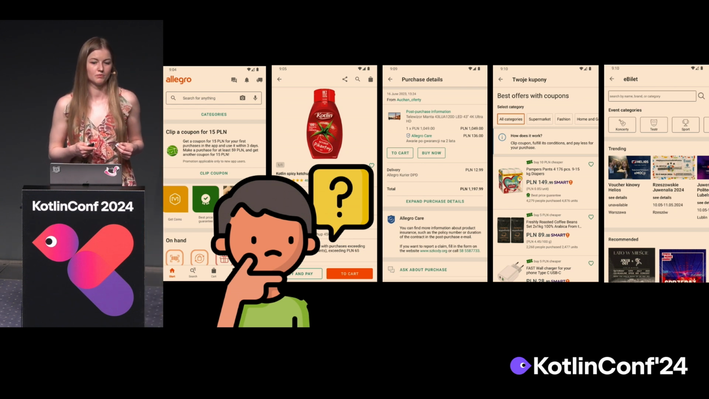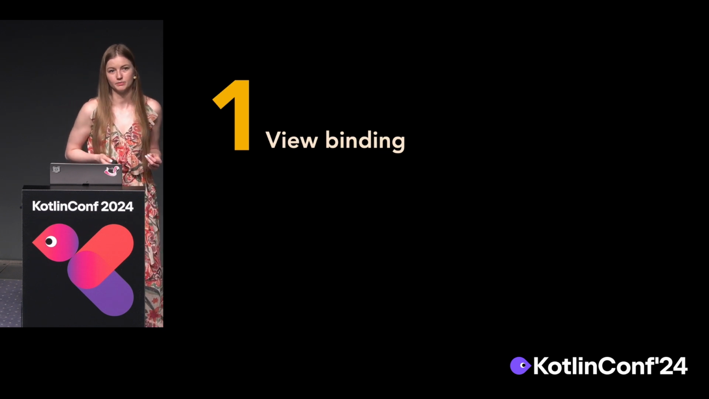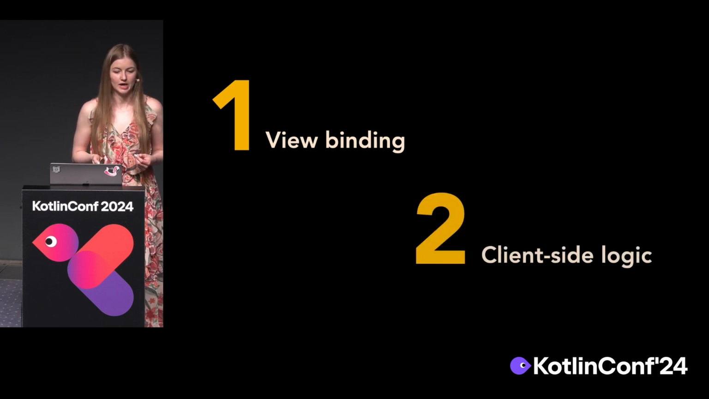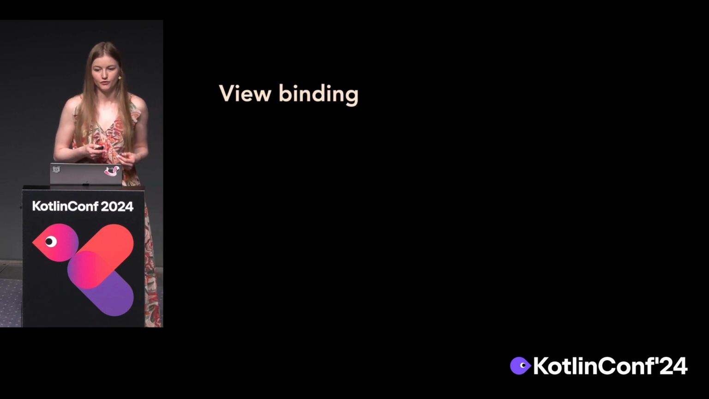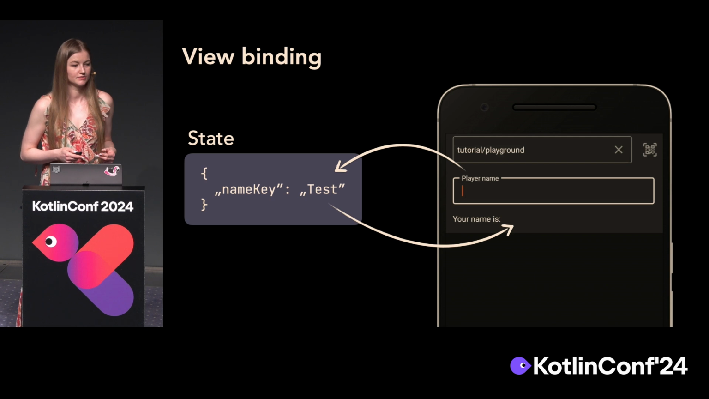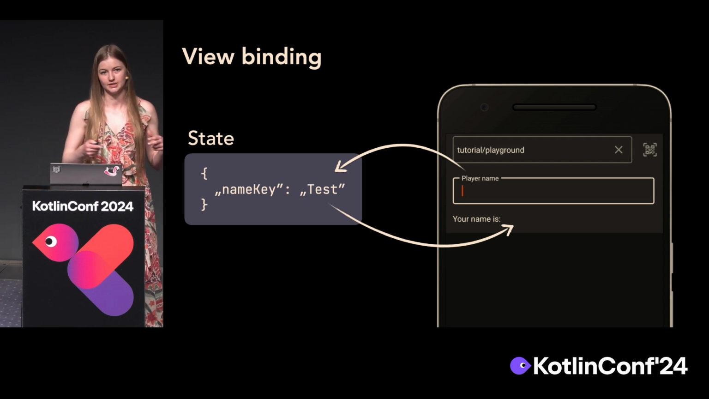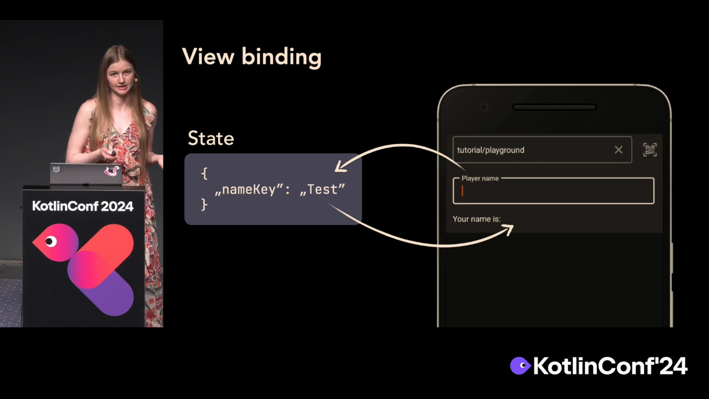We need to add a support of view binding mechanism, and also we need to add a support for the client-side logic. And let's start from the first one. View binding is a mechanism that allows to read the state and update the view based on the values that are saved in the state.